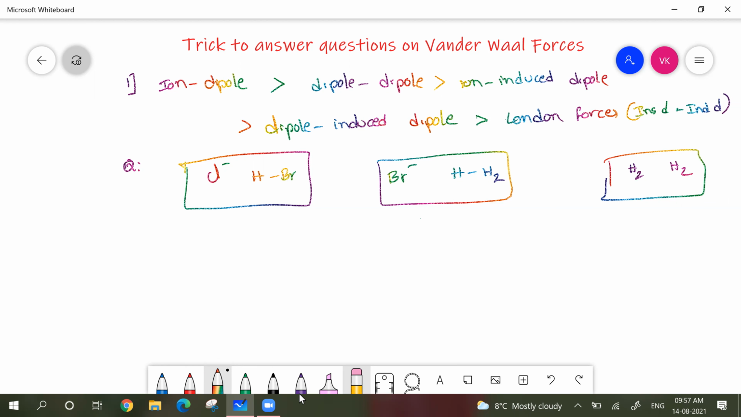They are asking you to compare the van der Waals forces. Now, what are the forces existing? This is an ion, and this is a dipole, so ion-dipole interactions. Coming to this one, ion and H2 molecule. What kind of forces exist here? The ion will induce a dipole in the H2 molecule, so these are ion-induced dipole interactions. And here both are neutral molecules, so this is instantaneous dipole and induced dipole.